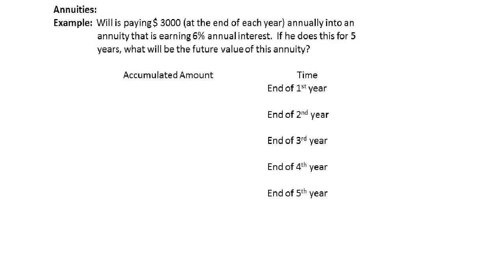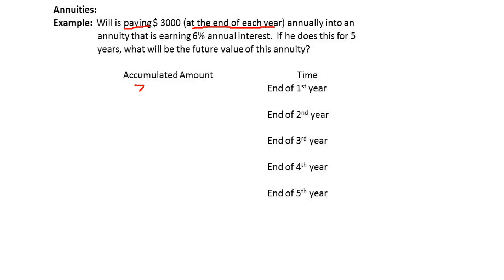Annuities. The difference here is that this is not a one-time investment. This is an ongoing payment. Will is going to make a $3,000 payment every year, not just at the beginning of the problem. That's what makes this an annuity. Okay, so what's the pattern here?